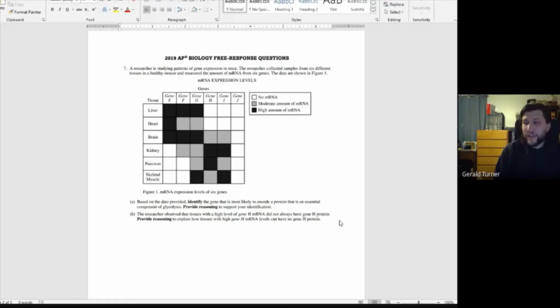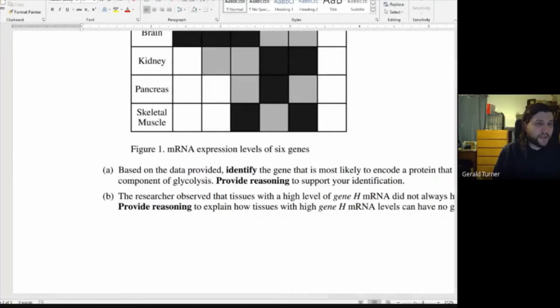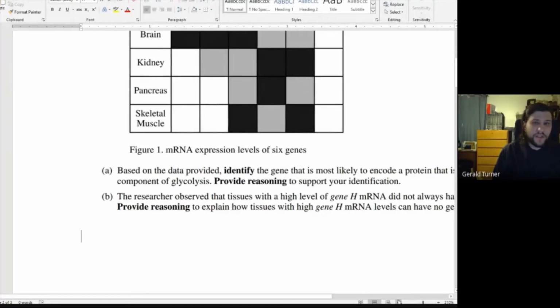I think we'll go ahead and get started. So this problem that I've put up here, I'm going to see if I can get the zoom a little bit better on this one.